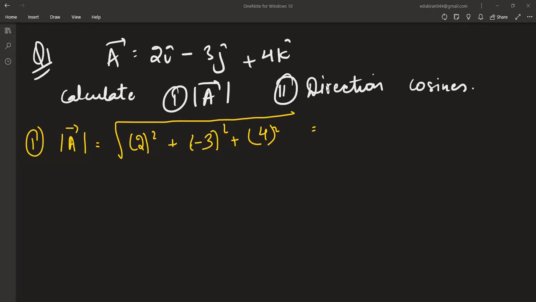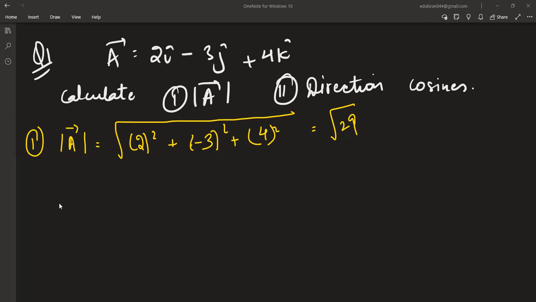Meanwhile, I'm writing. Try to match your answer. This should come out to be root 29. Yasir's answer is correct. Root 29 is the right answer. See, minus 3 into minus 3 will again become 9. This is 16. 25 plus 4. This becomes 29. Now, by now, all of you should be able to solve these types of questions. Practice these questions where magnitude, vectors, unit vectors are asked. That's why we have done this in detail.